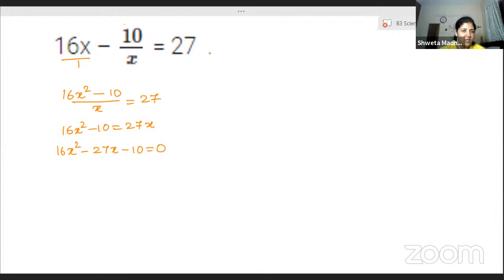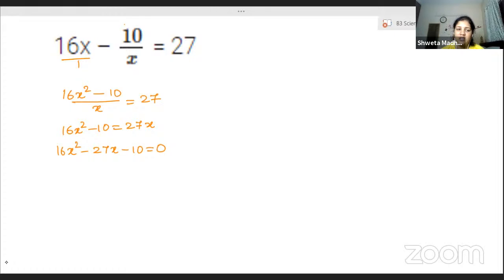Now you can solve it by middle term splitting if it is easier for you, and if it is not possible by middle term splitting, if you are not getting the middle terms, then you can use the quadratic formula. Let's suppose we will solve this by quadratic formula. Then how to solve? First write the values of a, b and c.